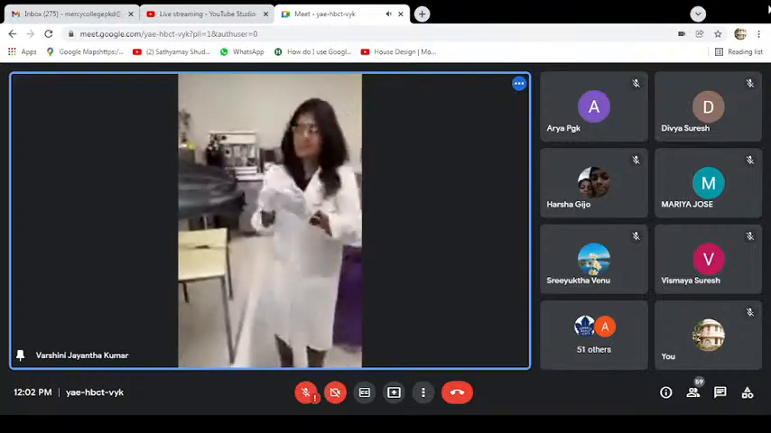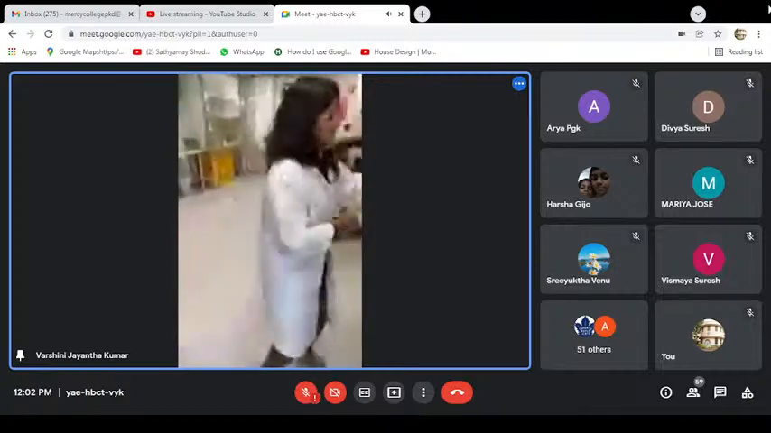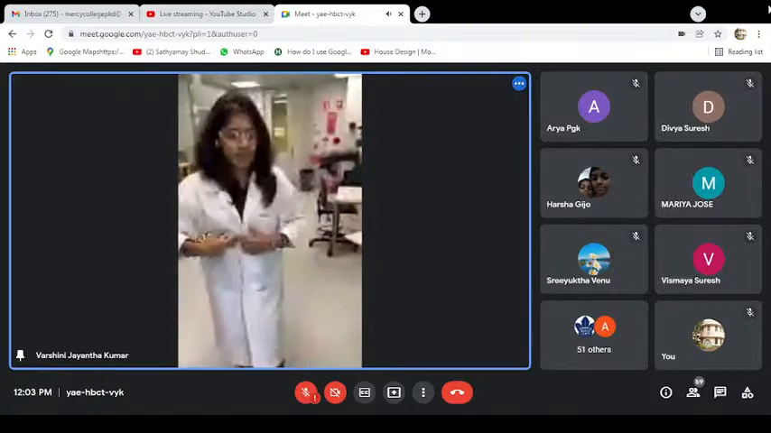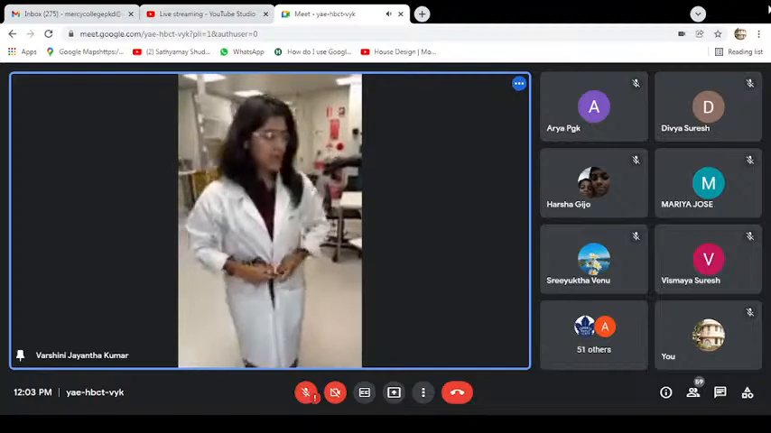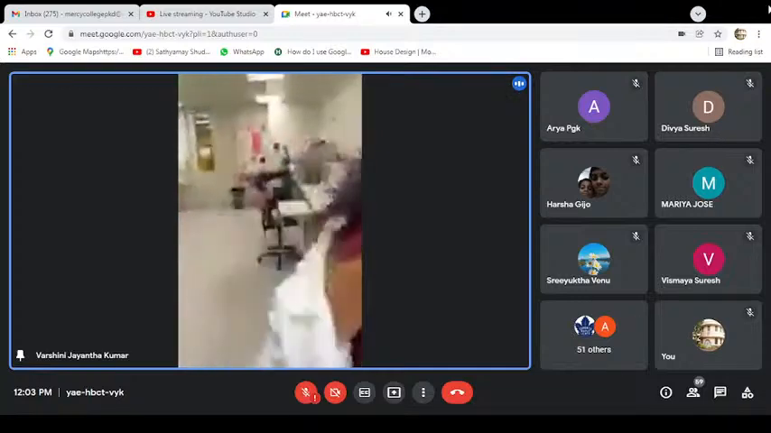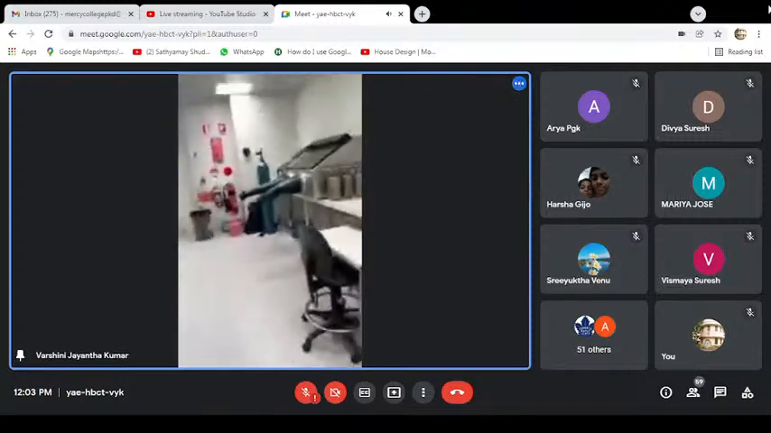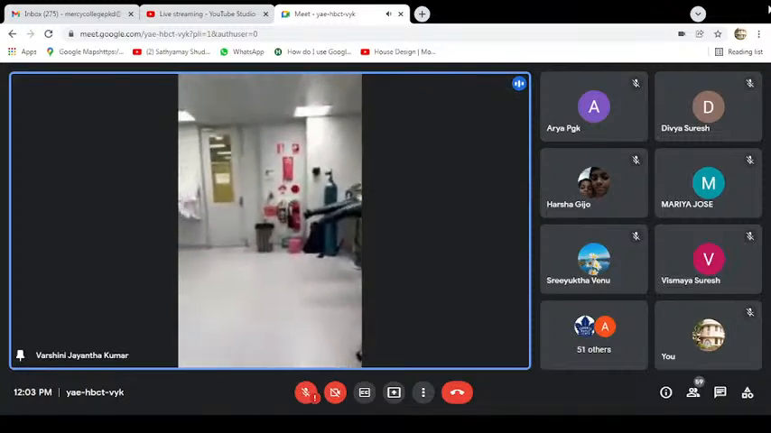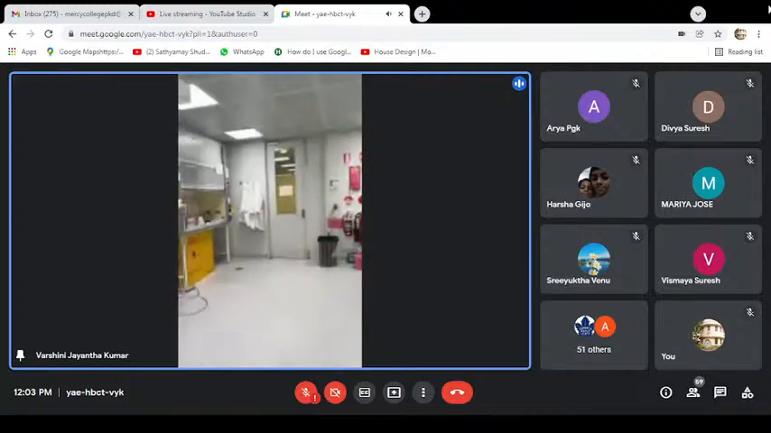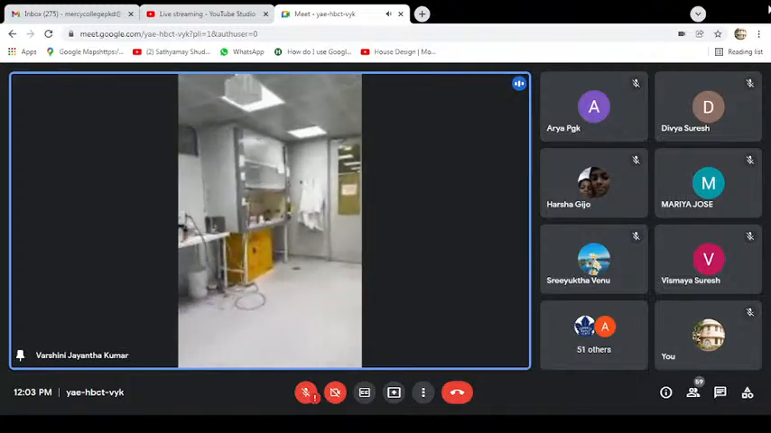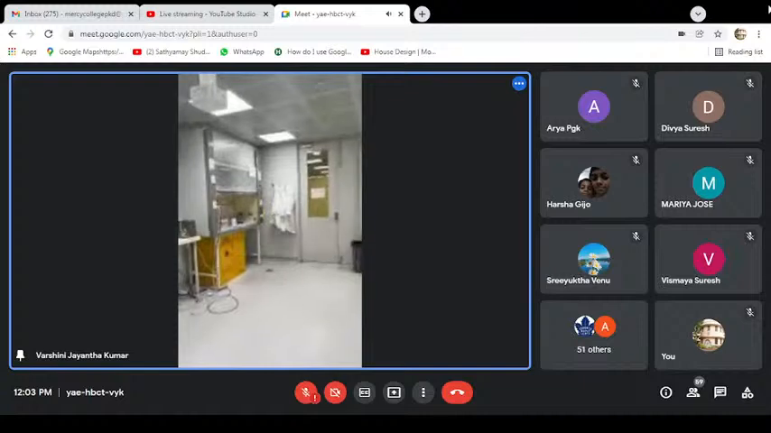I hope that's it. So I'll remove my lab coat and then we can go and look at the NMR facility that we have here, by wearing the mask.